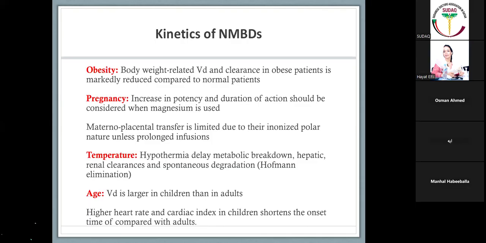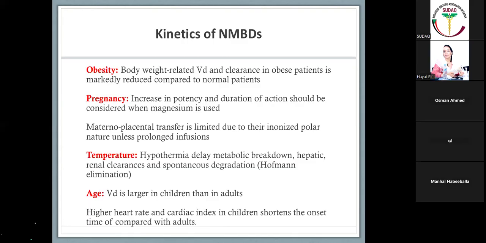And as I said, some of the drugs will affect the kinetics and they will potentiate the action of muscle relaxants. Besides magnesium, you can think about things like the volatile anesthetics, aminoglycoside antibiotics, quinidine, tricyclic antidepressants, ketamine, midazolam, and barbiturates. This all will potentiate the action of muscle relaxants. So this is briefly about the kinetics of the muscle relaxants.